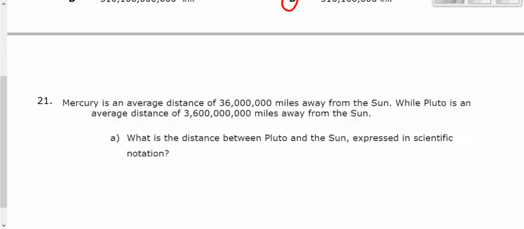Number 21, Mercury is an average distance of 36 million miles away from the sun, while Pluto is an average distance of 3,600,000,000 miles away from the sun. What is the distance between Pluto and the sun, expressed in scientific notation? Okay, so it asks for Pluto and the sun, so really this information about Mercury is extra.